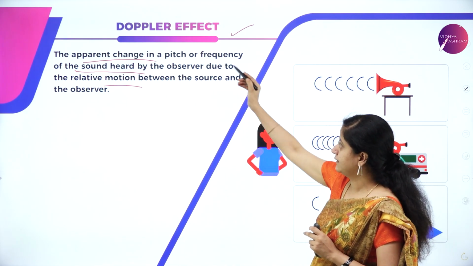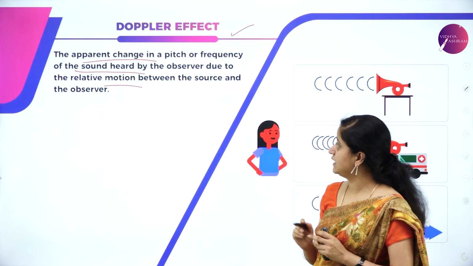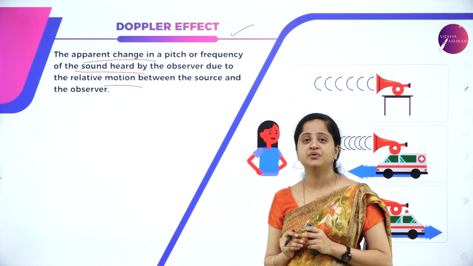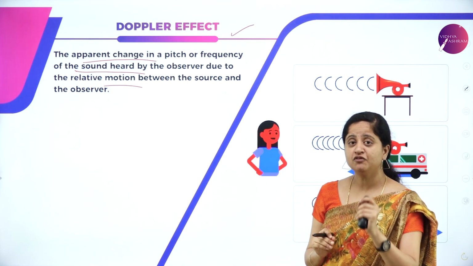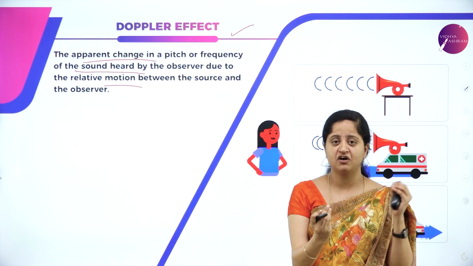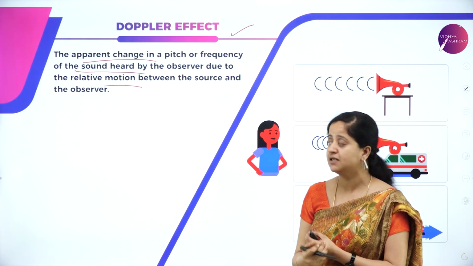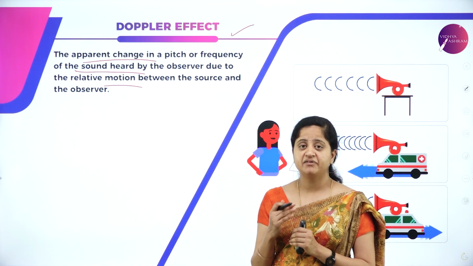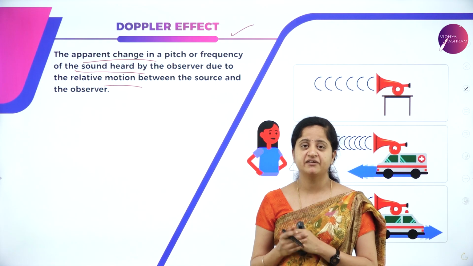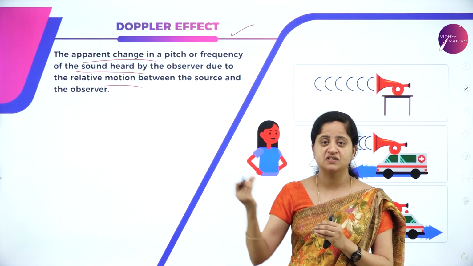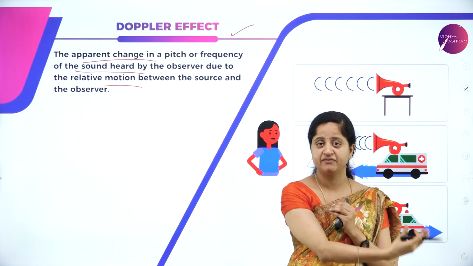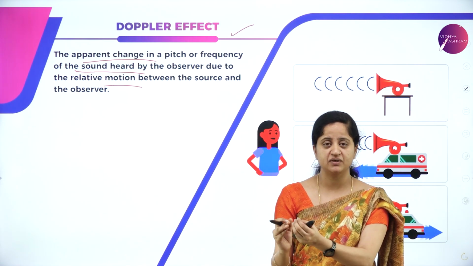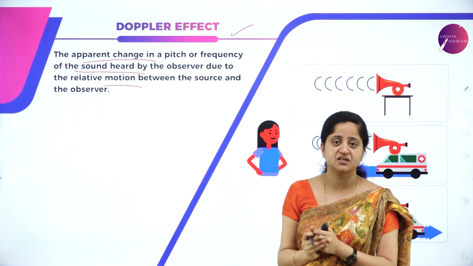So basically, the apparent change in the frequency or pitch of sound heard by the observer due to relative motion is called the Doppler effect. Relative motion means the motion of the source or the observer with respect to each other. Based on the conditions, we have different formulae in the Doppler effect: when the observer is stationary and the source is moving towards him or moving away from him. Similarly, when the source is at rest and the observer is moving towards or moving away from the stationary source.